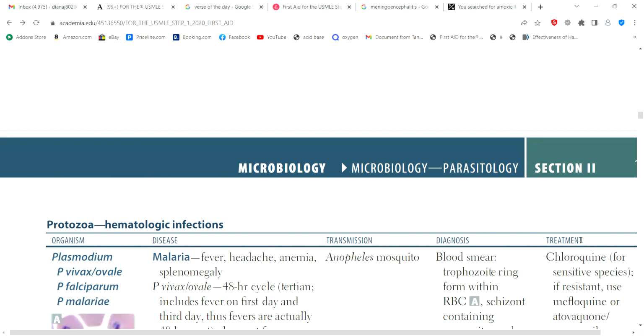Before we go into the next thing, what are the TORCH infections? You have to know TORCH infections are toxoplasmosis, syphilis, varicella zoster, parvovirus B19, rubella, CMV, and herpes. We're going to get into that, but just know that for now.